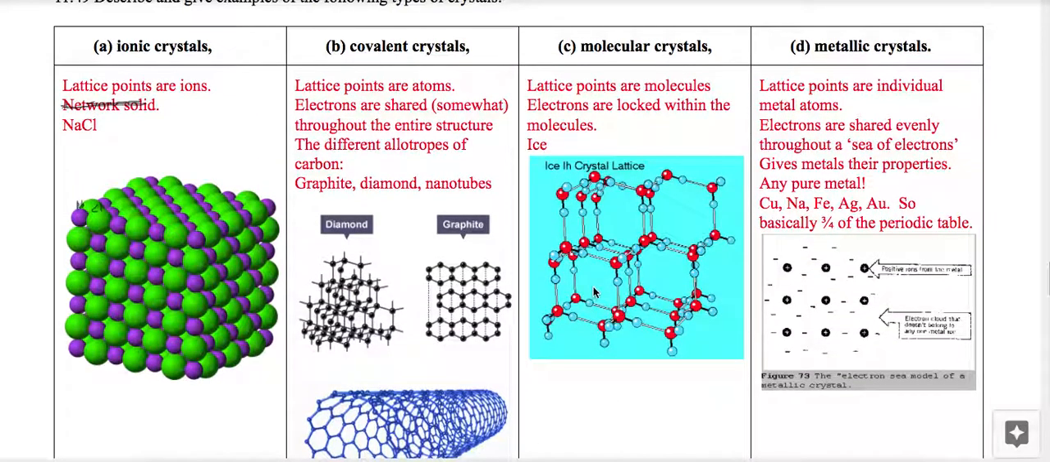All right, molecular crystals. Instead of having atoms at the lattice points, we have molecules at the lattice points. The electrons are locked within that molecule, so they're not able to transfer from atom to atom. A really good example of this is water. We can see a water molecule right here, a water molecule right here, a water molecule here.